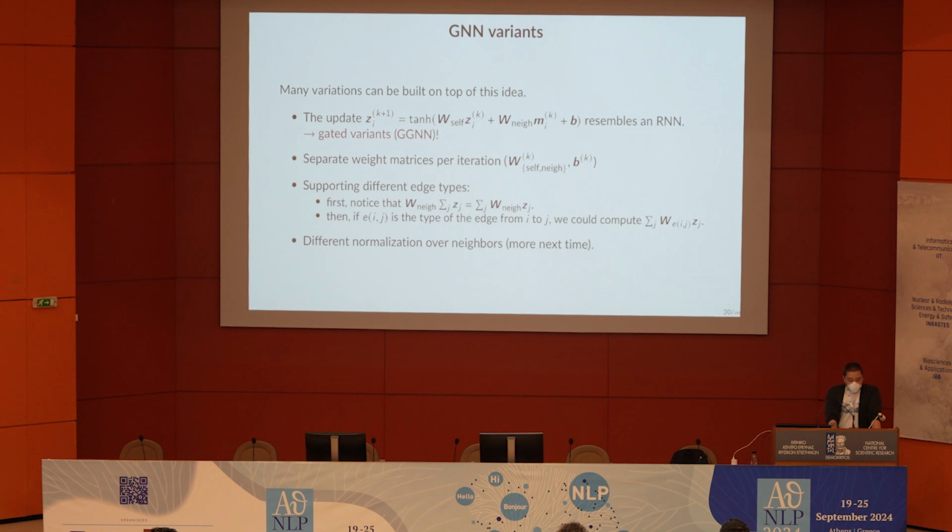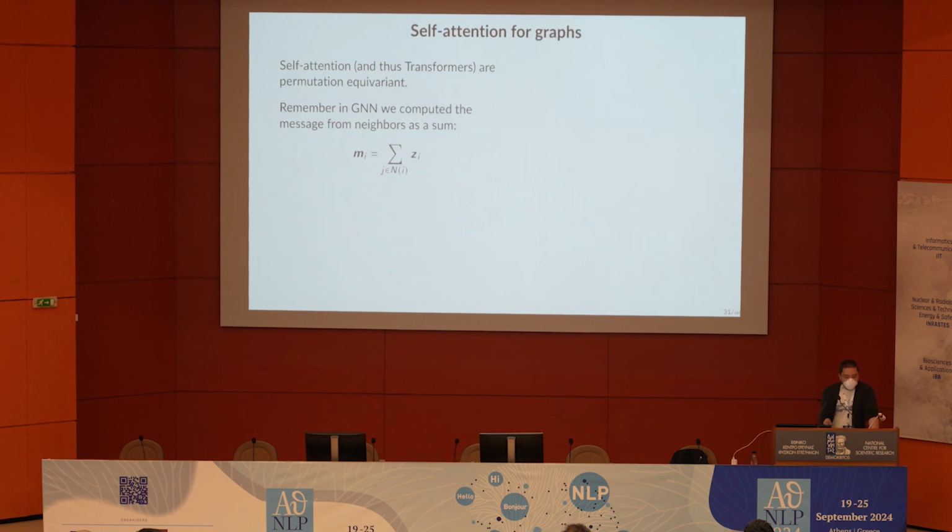So there are a bunch of variants of the graph neural network that you can find. If we notice the resemblance with the RNN, then we can think of adding gated variants, like some sort of graph LSTM where the update for each node is gated. This is beyond the scope of our lecture. We can also have separate weight matrices for each iteration. And you can support different types of edges in a graph by changing the weight matrix that you multiply in, essentially. You can also do various forms of normalization over the neighbors. Instead of summing the messages, you can average them or something like that.